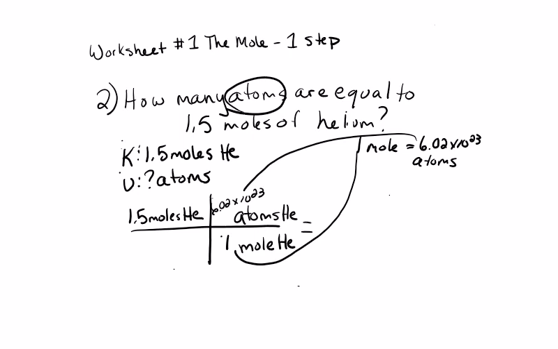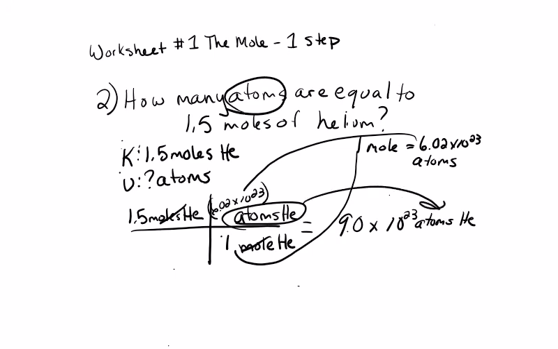Okay, when you do this again, always try and remember to put those parentheses around that. And what you'll get is somewhere along the lines of an answer of 9.0 times 10 to the 23rd, and that will be in atoms of helium. Okay, you crossed out your units of mole, you were left with atoms, and so that should be the unit for your answer as well.